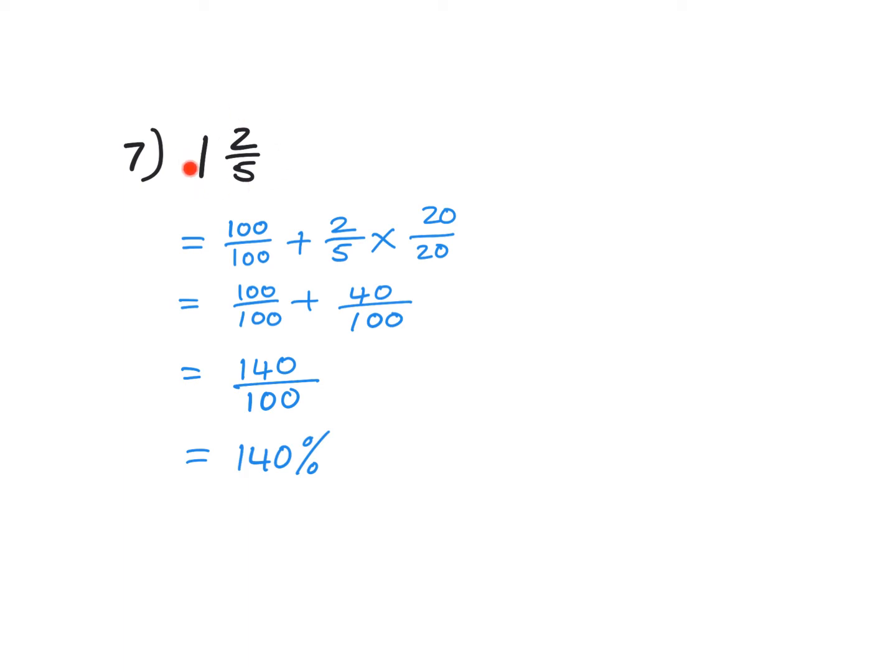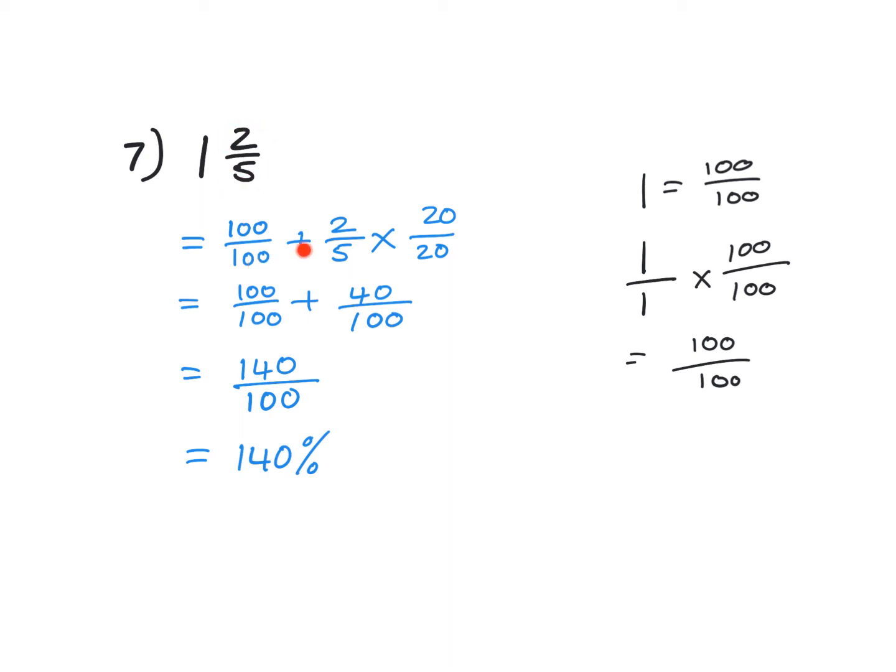The first thing I'm going to do is split this up. I'm going to take this whole number 1, and I know that the whole number 1 is the same as 100 over 100, because I'm going to multiply 1, which is the same as 1 over 1, by 100 over 100, because I need my denominator to be 100. So 1 multiplied by 100 gives me the numerator of 100 over 100, which is exactly what I have over here.